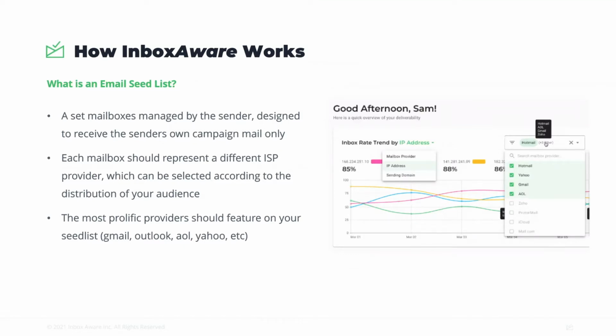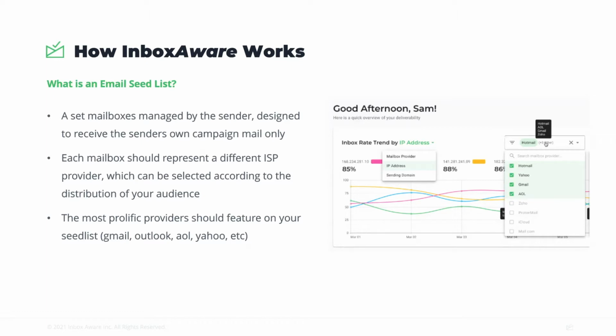An email seed list is basically a set of mailboxes that are managed by us, the sender or the company, right? And it's designed so that you can sprinkle these seeds throughout your campaigns. Each mailbox represents, in our system, a different ISP or mailbox provider, which can be looked at or selected within our platform. And you can do that based on the distribution of your audience, understanding whether or not you send more to Gmail versus Yahoo, or maybe more to Verizon or AOL or other providers that are out there, right?